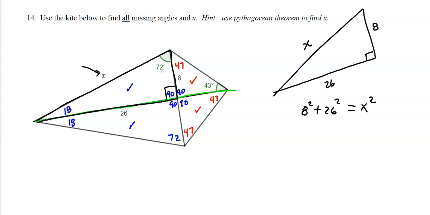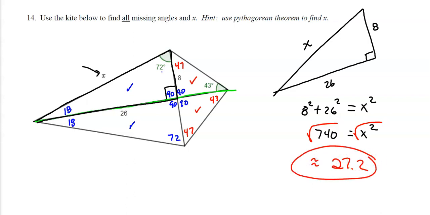Let's crank this out. I'm going to use a calculator here. 8 squared plus 26 squared is a big number, 740. Now I take the square root of both sides, and the square root of 740 is about 27.2. That's how long this side right here is. That was a little bit tougher.